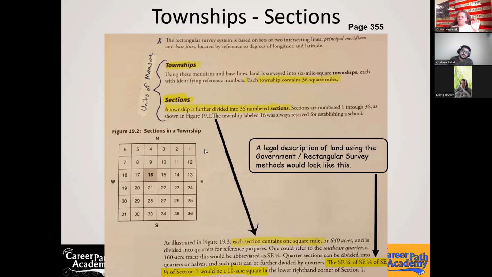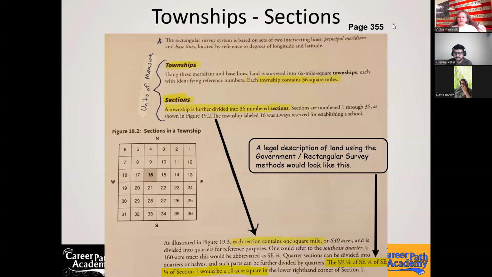It starts by being numbered from the upper right-hand corner of each township, counting to the left, then to the right, then to the left. So it goes from right to left, then left to right, right to left. So 1, 2, 3, 4, 5, 6 to the left. Now 7, 8, 9, 10, 11, 12 to the right. And it goes back and forth like that. So each section is numbered.